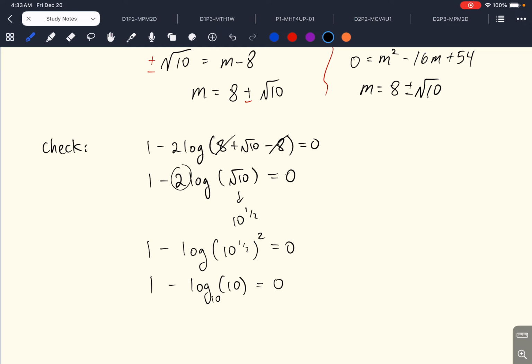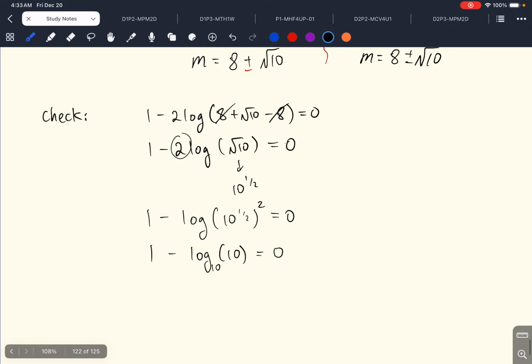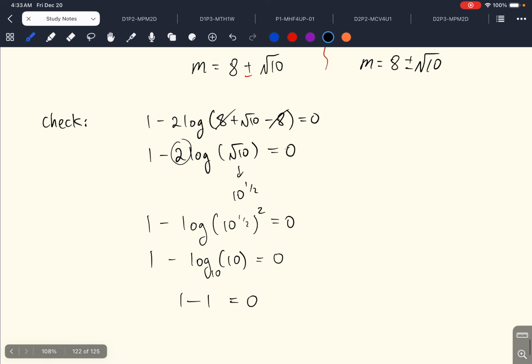And with your logarithm being base 10, that's just equal to 1, right? So 1 minus 1 equals 0. So that's fine, okay? But what about the other solution, right? 1 minus 2 log, and instead for m, we're going to replace that with 8 minus root 10, and then you have a minus 8 equal to 0.